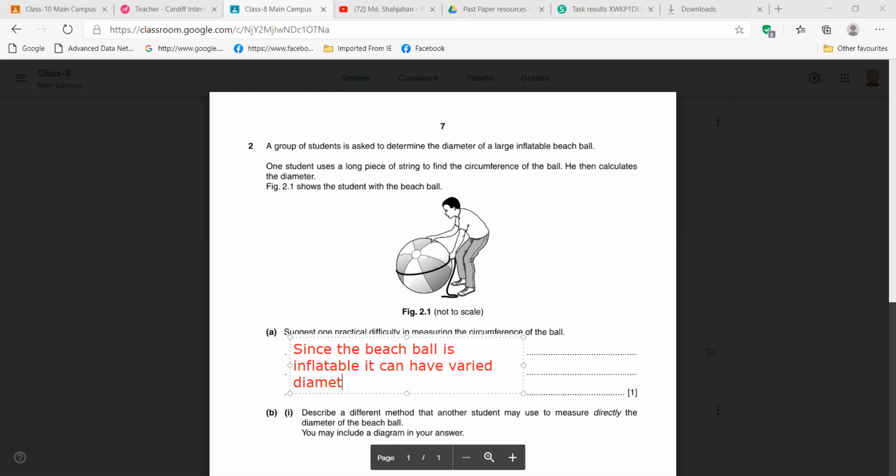Varied means lots of diameters, right, Aditya? Yes, it can change. For example, because it is soft, someone measures it might be 4 meters, someone might measure 2 meters. Wow. Okay, so it is one of the reasons. Any more reasons?